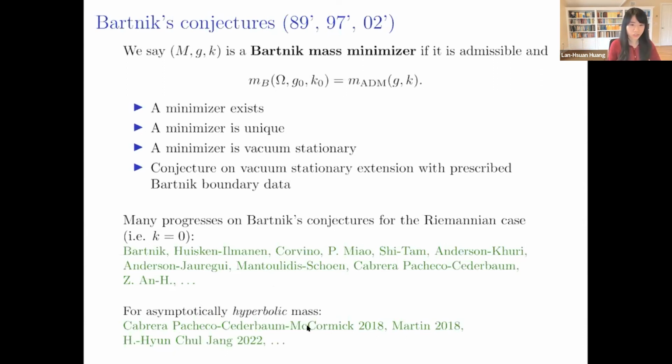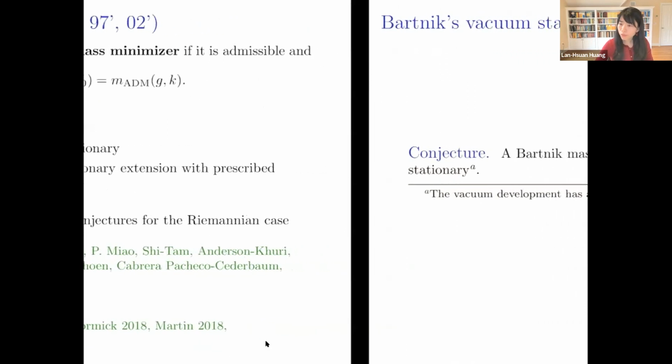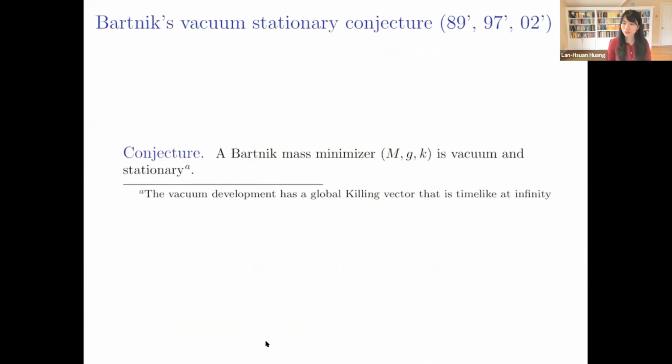Cabrera Pacheco, Cederbaum, McCormick, and Daniel Martin, my former student, and my work with Hangchu Zhang, we proved something like a minimizer must be static also in the hyperbolic case. So for the rest of the few slides, I'm going to really focus on this vacuum stationary conjecture, which is one of the conjectures most well understood in the Riemannian case.